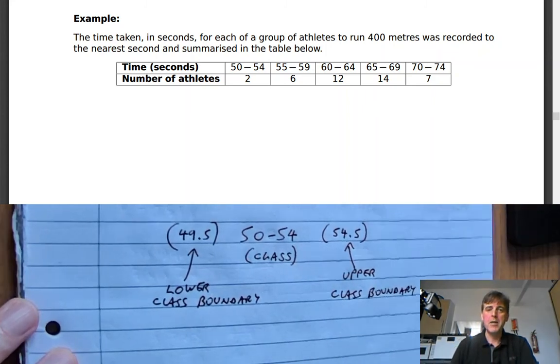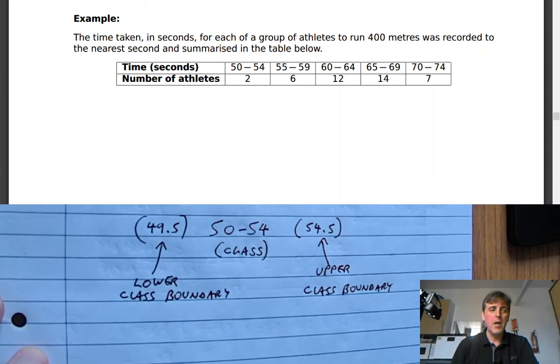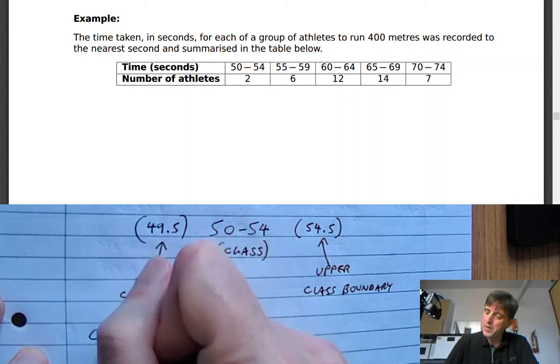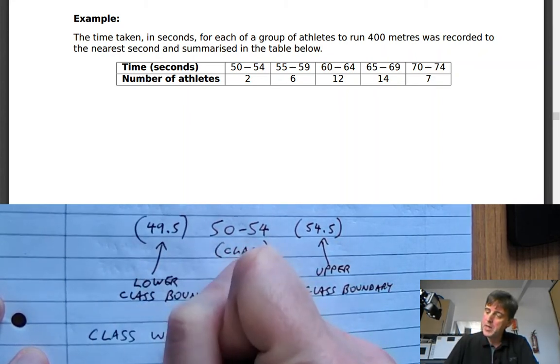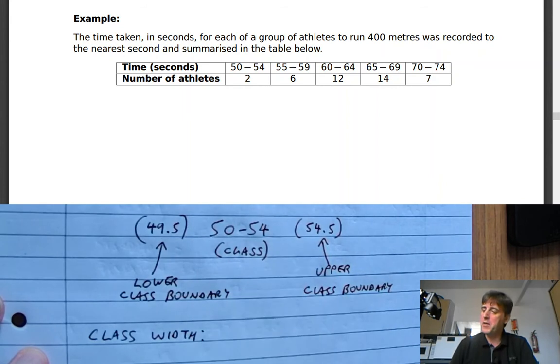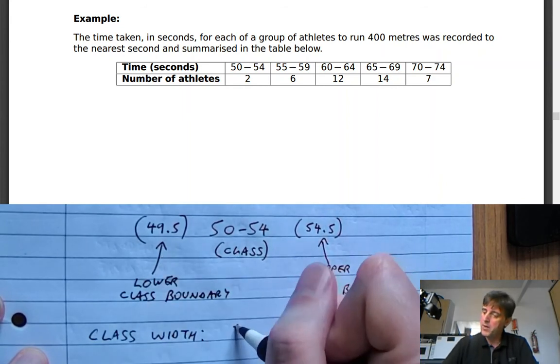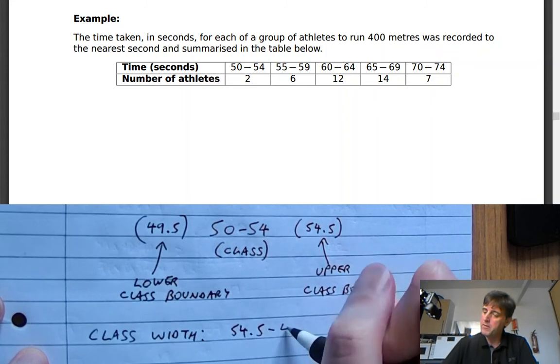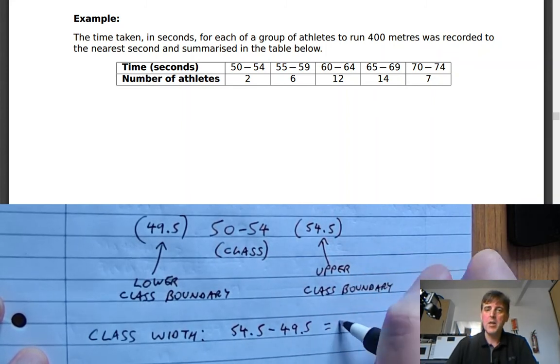Okay, does that make sense? Hope so. I'm just going to quickly throw in another couple of words for us to know about here. We sometimes need to know about something called the class width, and that's really just the difference between the class boundaries here. So in this particular case, that would be 54.5 minus 49.5. So the class width would be 5 here.